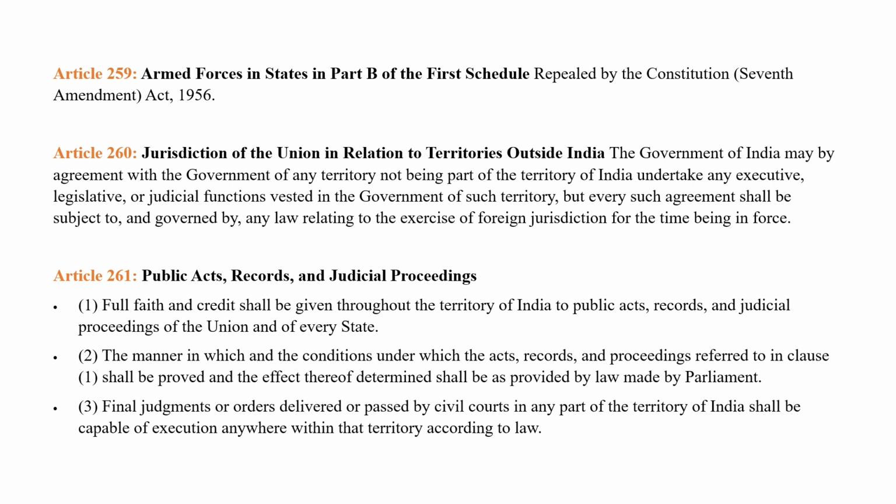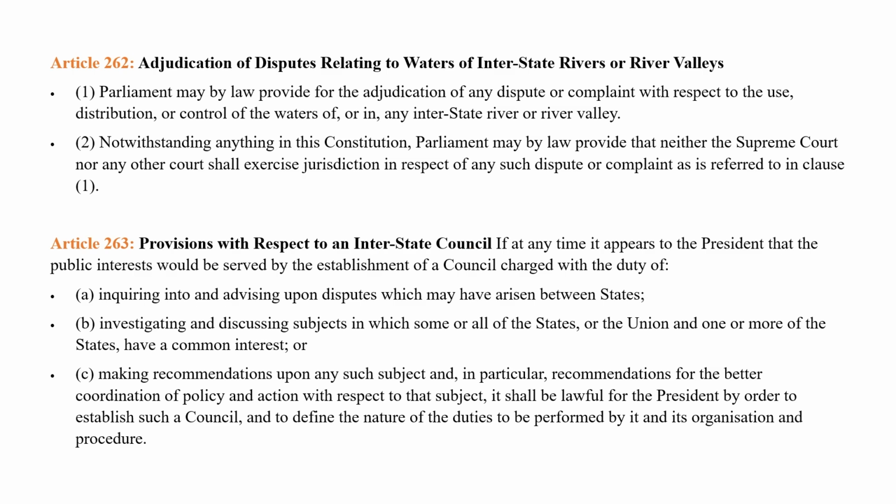Article 258 explains the jurisdiction of the Union in relation to territory outside India. To develop relations outside India, it is a jurisdiction of the Union Government of India. Article 261 explains public acts, records and judicial proceedings. Article 262 explains the adjudication of disputes relating to waters of inter-state rivers or river valleys. If there is a dispute between rivers and river valleys, the central government can make a law for these states also. And Article 263 explains the provisions with respect to an Inter-State Council.